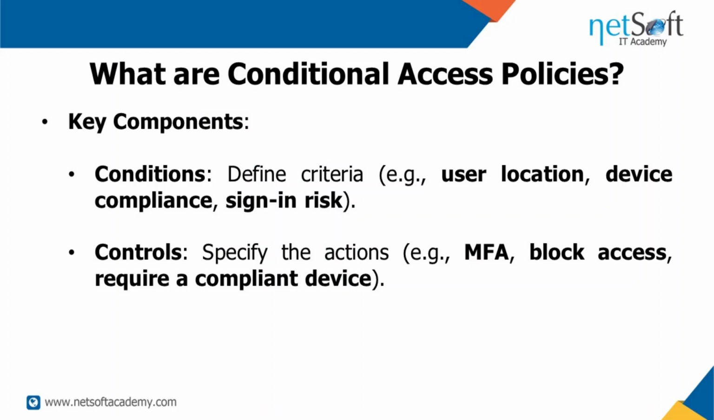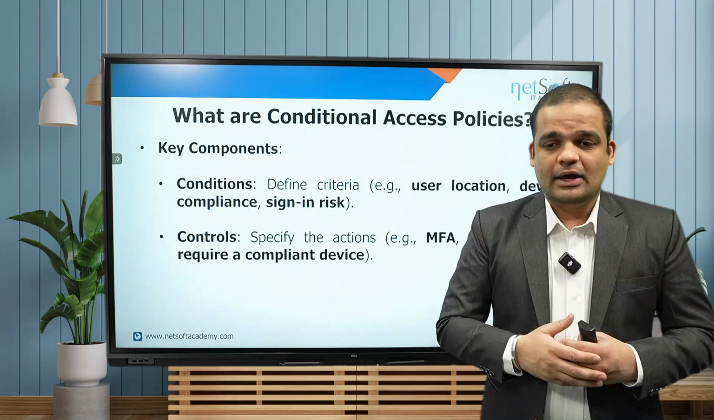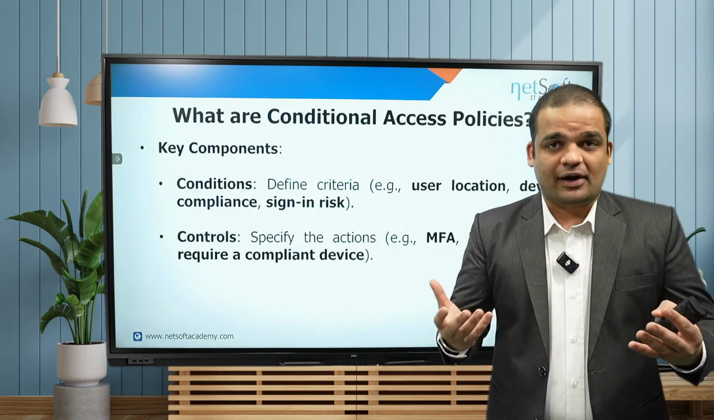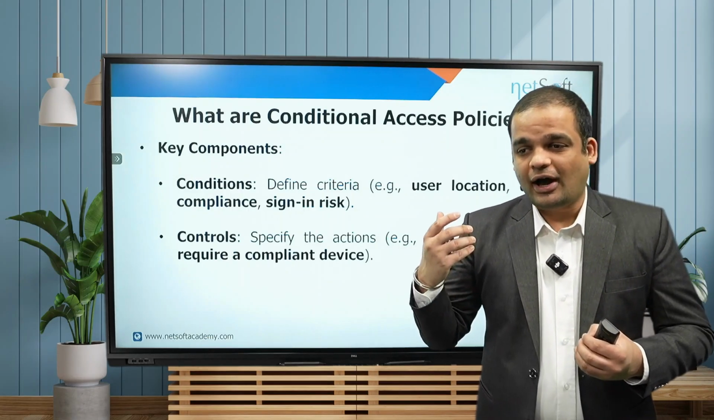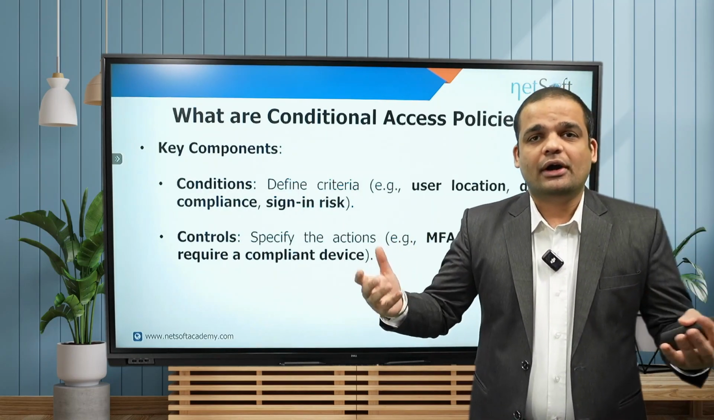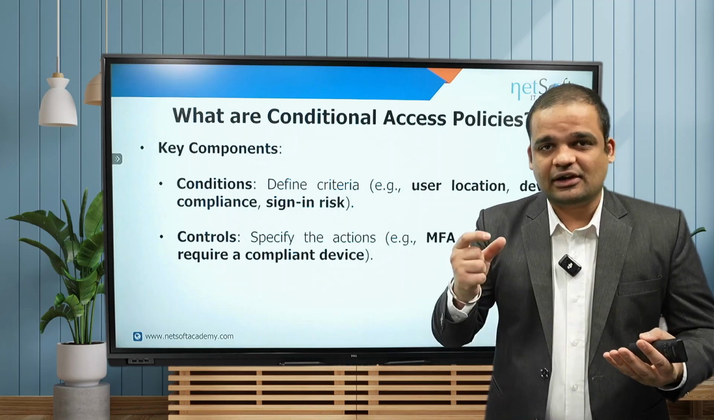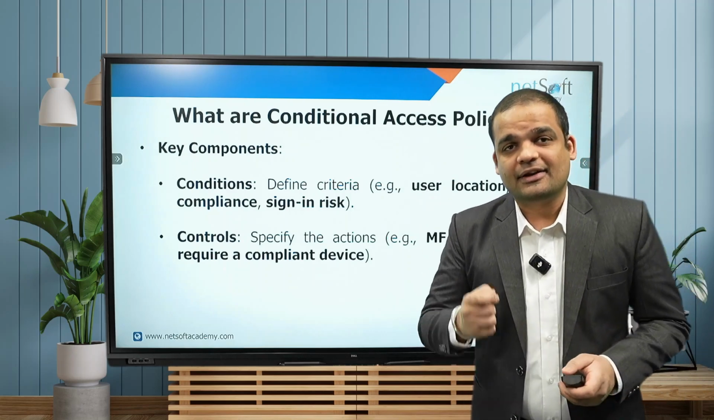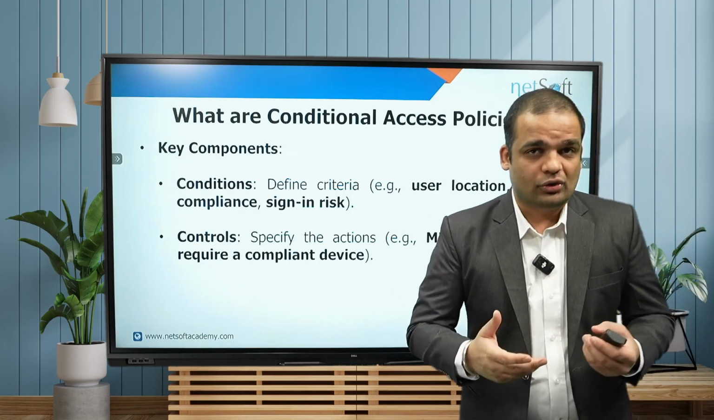Now, key components of conditional access. The first one is in the name, conditions. Here you define criteria such as user location, device compliance, user sign-in risk factor, user ID factor, means UPN factor, and there are many more conditions which you can apply. These are the conditions. The next component is the controls.